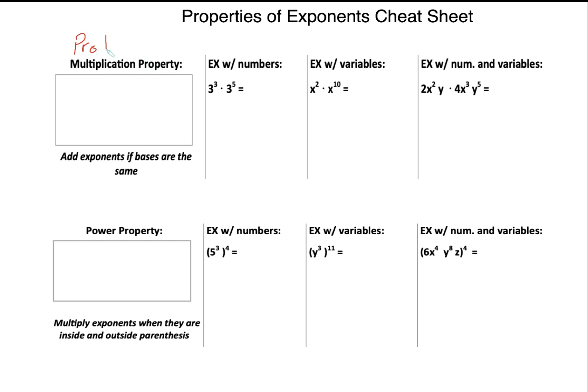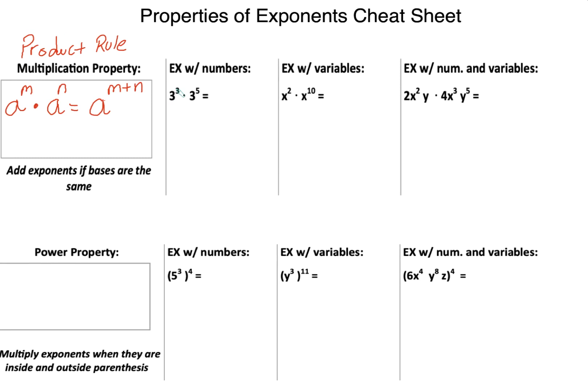In class I call it the product rule, but my students just say you're multiplying, which is fine by me. So the product rule states if you have a base raised to an exponent and you're multiplying by a matching base raised to a different exponent, you keep your base and you add the exponents.